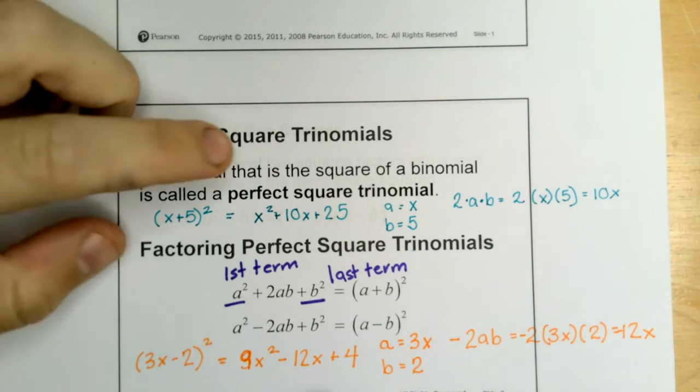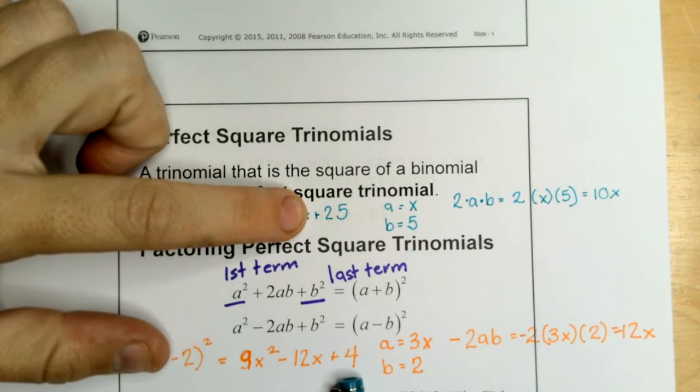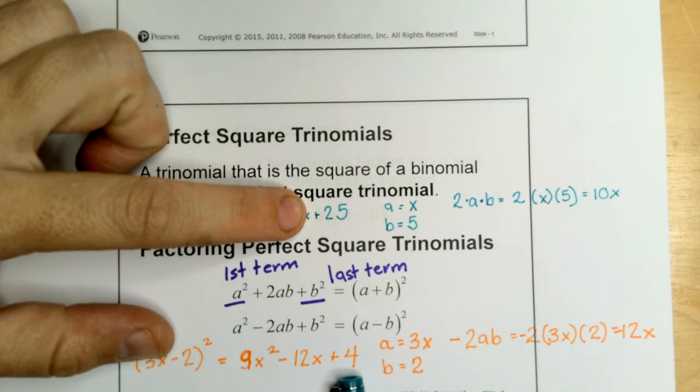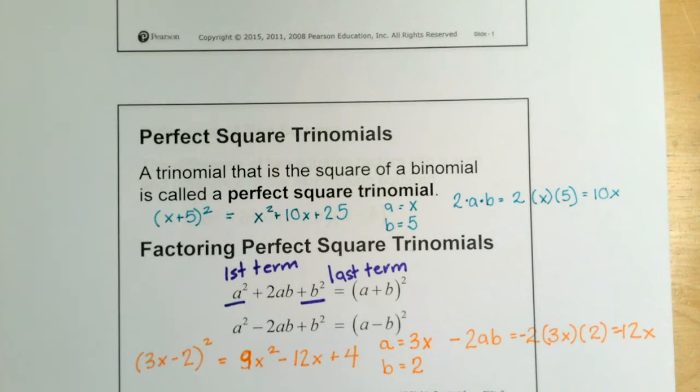Notice that for these, the last term is always positive. Okay. If the middle term is a minus, or if my second term is negative, it will factor with a minus sign. Okay.